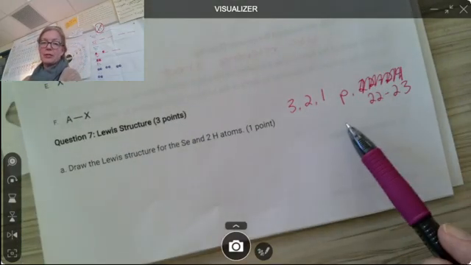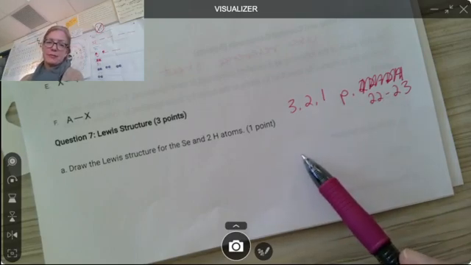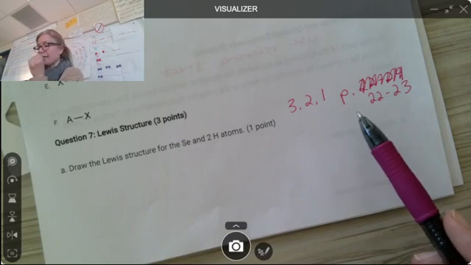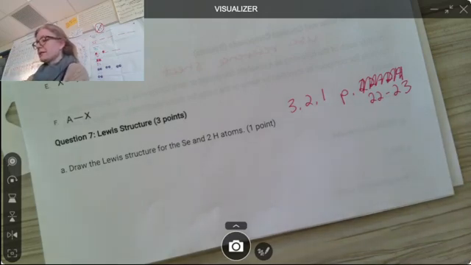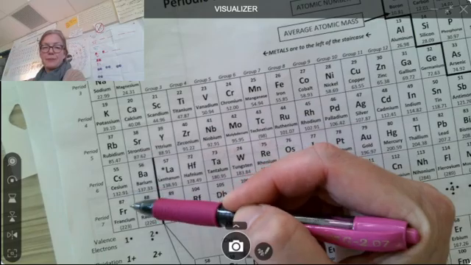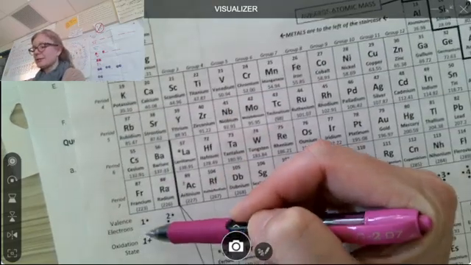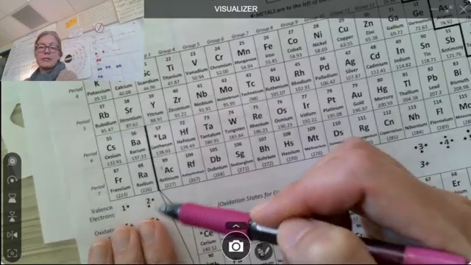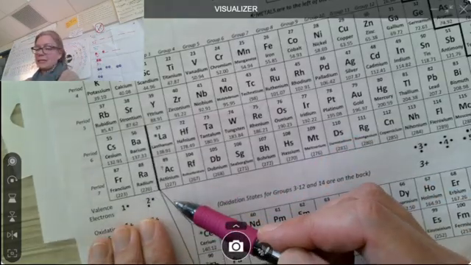Question 7 I'm going to go over because I don't think it was explained very clearly in the book. This is in 3.2.1, page 22 to 23. So what they're talking about is Lewis structures. Lewis structures show the valence electrons only, okay? Valence electrons are the electrons in the outermost occupied energy level. As you learned, each column on the periodic table, all these elements have the same number of valence electrons. And so I put it down on this periodic table at the bottom to make it easy.